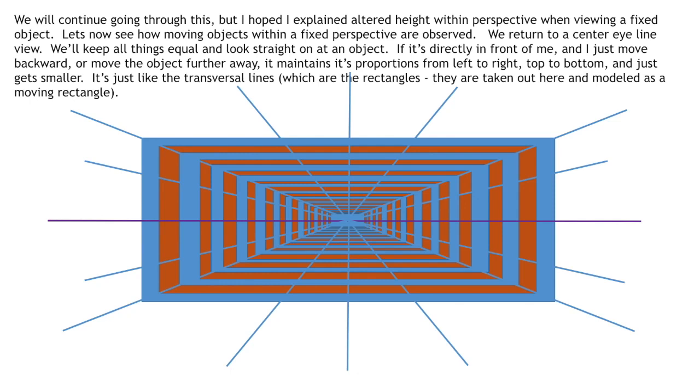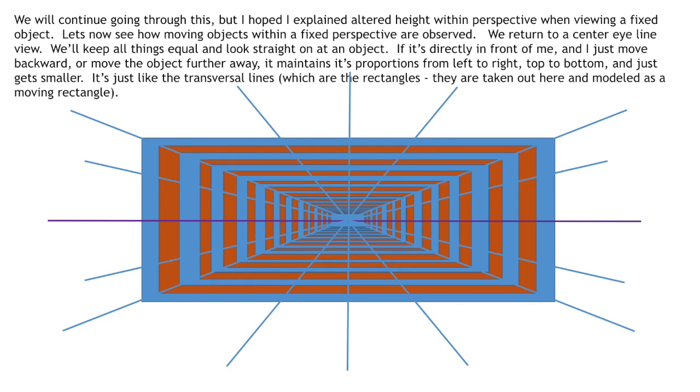So we return to our center eye line view. We'll keep all things equal and look straight on at an object. If it's directly in front of me and I just move backward or move the object further away, it maintains its proportions from left to right, top to bottom, and just gets smaller. So just like before, it's just going to move straight away along the eye line, straight towards the vanishing point, diminishing in size proportionally in all dimensions.